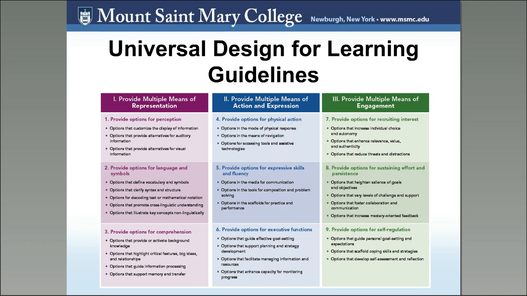But I also know that to model universal design for learning, I must include these three areas: multiple means of representation, multiple means of action and expression, multiple means of engagement. So I model those as I'm teaching my students.